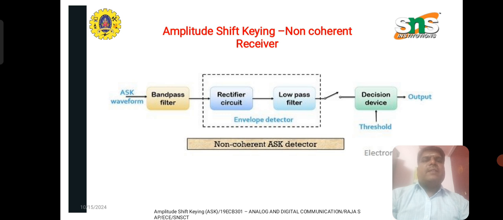So in the non-coherent receiver, the ASK waveform is given to a band pass filter, followed by a low pass filter for carrier removal. Then the carrier removed signal is given to the envelope detector, which converts the analog waveform into digital pulses. Then these digital pulses are given to the decision device for getting ones and zeros. If the amplitude is greater than the threshold value, then the output will be 1. If the amplitude is less than the threshold value, then the output 0 is received. So this is the example of a non-coherent ASK detector.